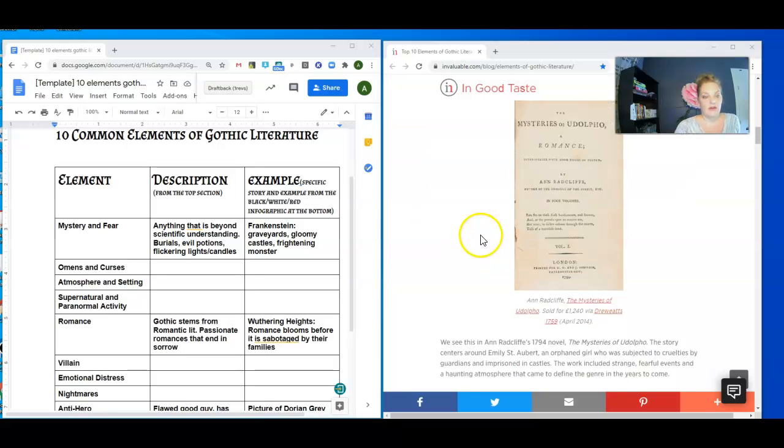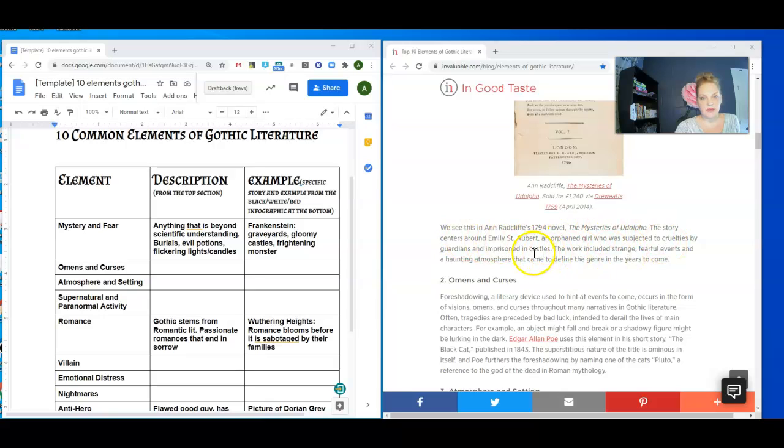So I read this, we see, and that gives a little bit, the story centers around an orphan girl subject to cruelties, fearful events, hauntings.